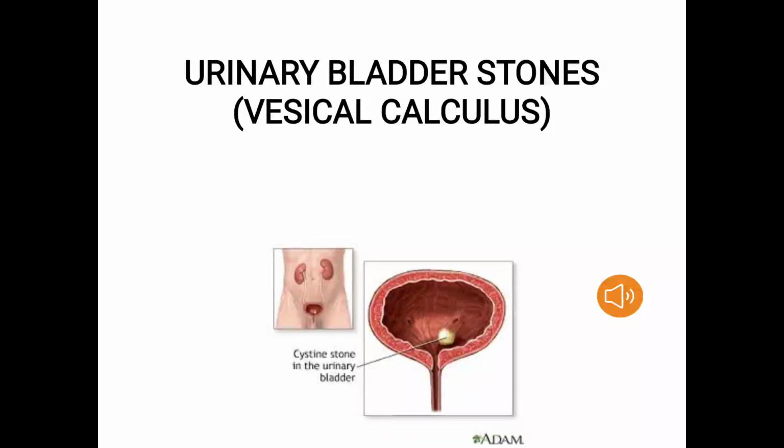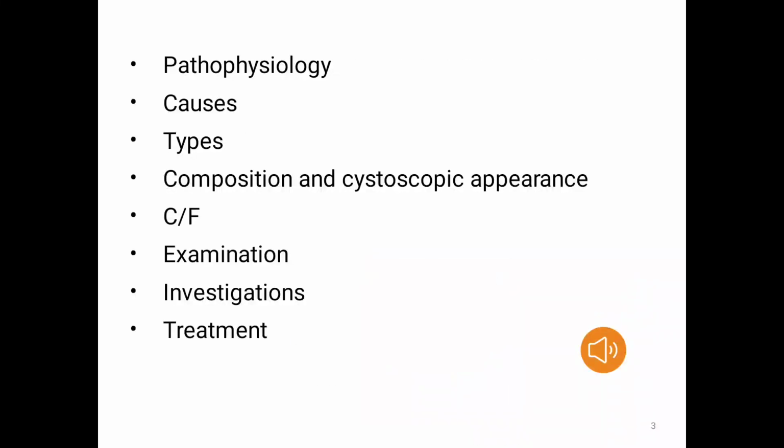Hi all, today we'll be studying urinary bladder stones. It's also called vesical calculus. In the last class we studied the anatomy and urinary bladder rupture. We'll study in the following headings: pathophysiology, types, causes, composition and cystoscopic appearance of the stones, clinical features, examination, investigations and treatment.